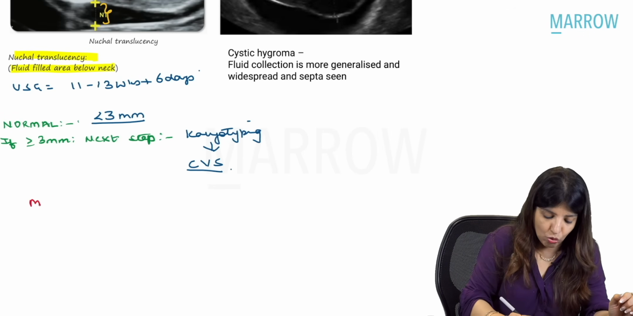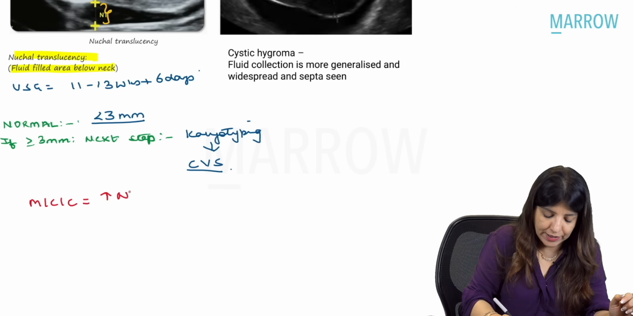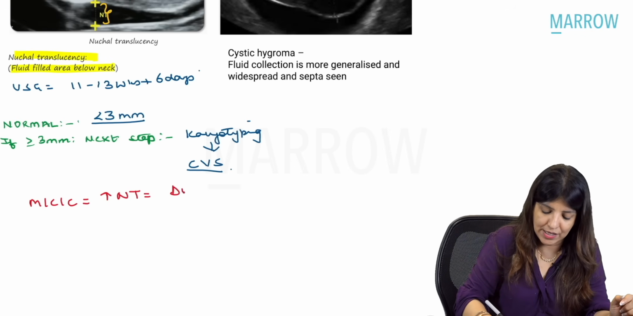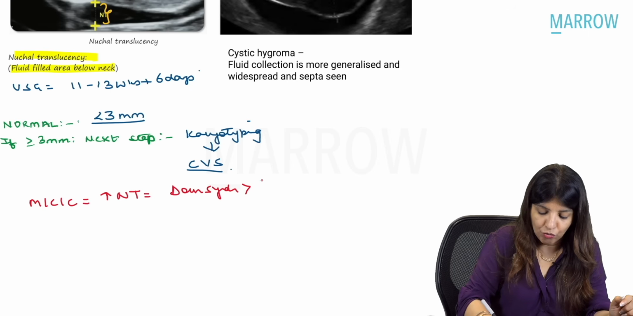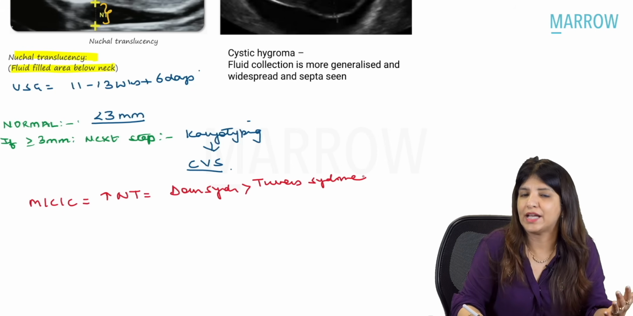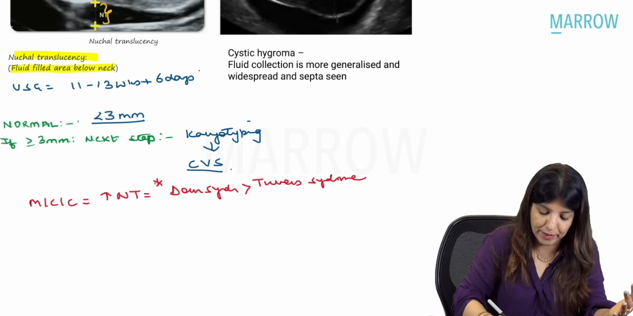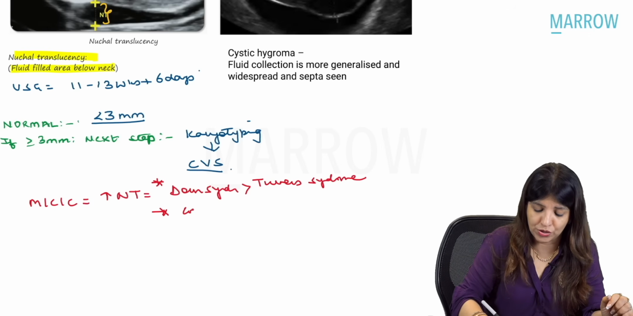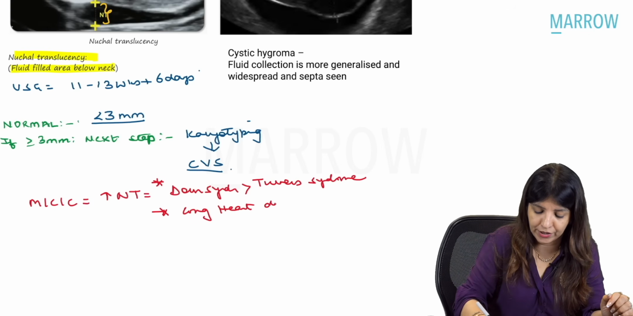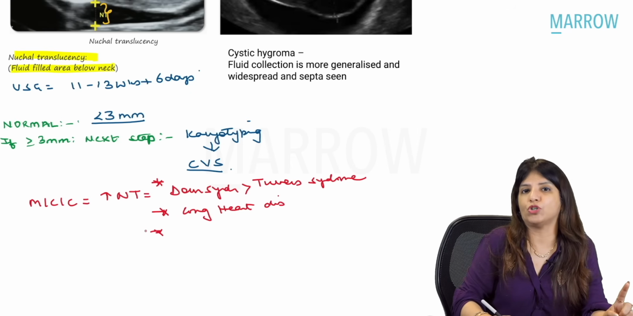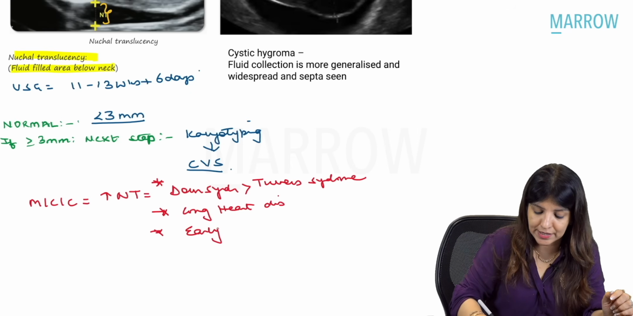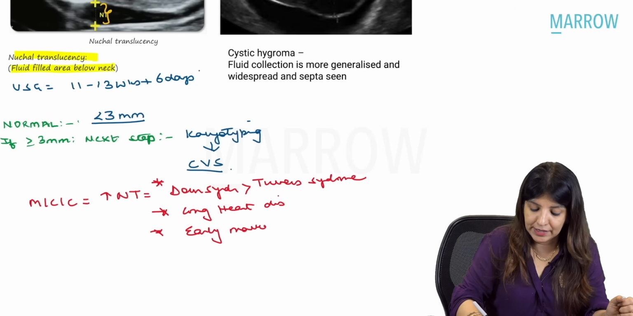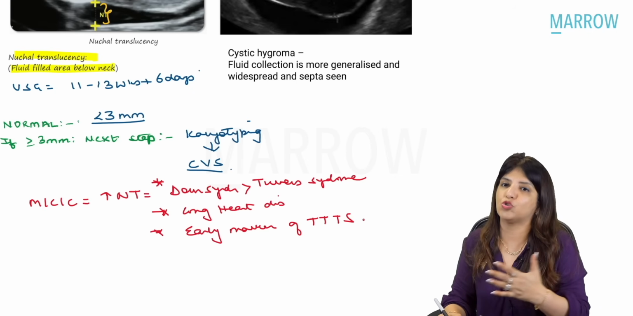Please remember that the most common cause of increased nuchal translucency is Down syndrome, followed by Turner's syndrome. In other words, aneuploidy. Aneuploidy is a defect in chromosome number. Other than this, a second very important cause of increase in nuchal translucency is congenital heart disease. And the third very important cause is that increase in nuchal translucency is an early marker of twin-to-twin transfusion syndrome in twin pregnancy.